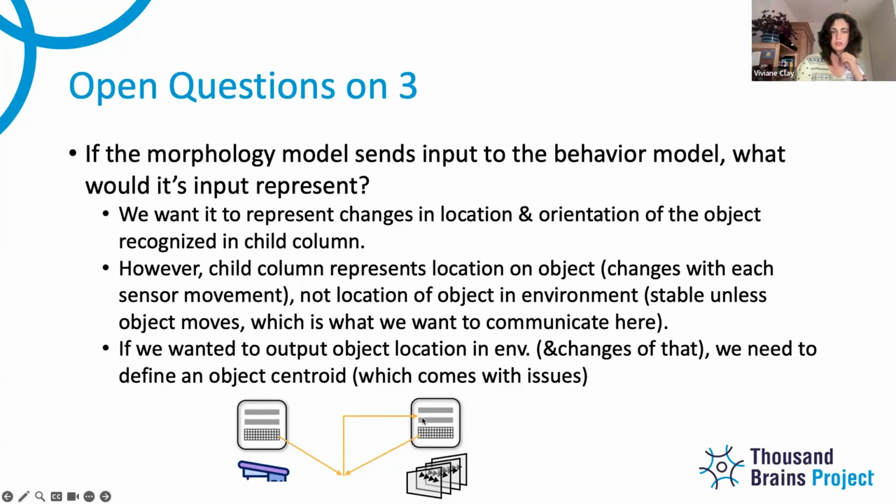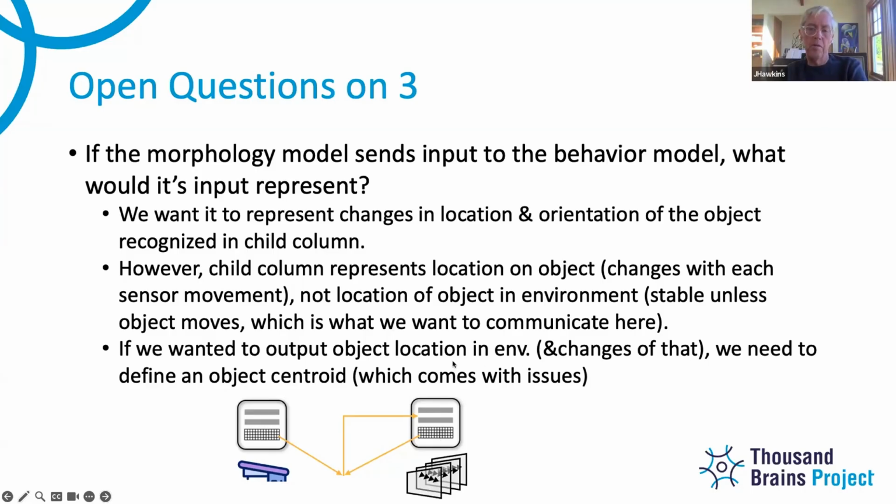But then for location changes, I don't know how that would work because locations are represented as locations on the stapler model and not locations of the object in the environment. So those locations change as the sensor moves over the object. And what we would want to communicate to the parent column would be location changes of the object in the environment. A bit of what we talked about last week, but this would require a centroid of the object and then.